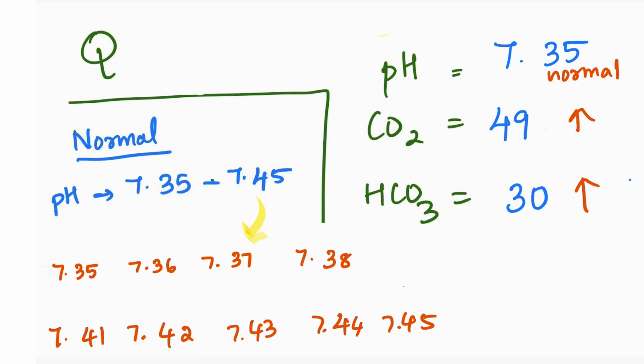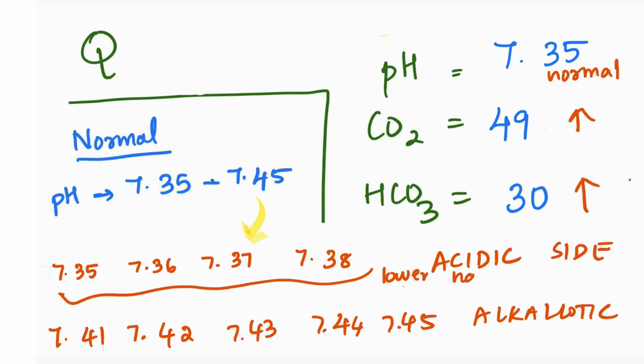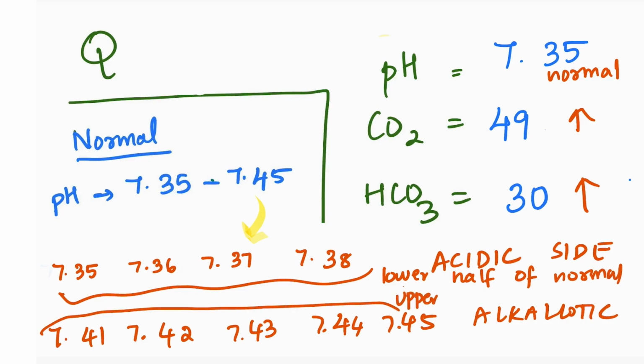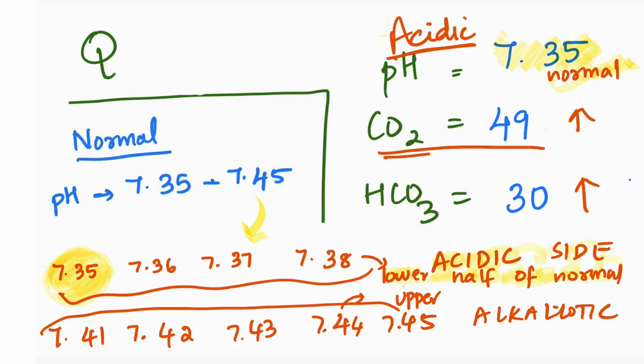That is basically the lower limit. Second is 7.41, 42, 43, 44, 45. That is the alkalotic side. So we are basically splitting the range into two: the acidic side and the alkalotic side, the lower half of the normal and the upper half of the normal. Now see where the pH is lying. 7.35 is in the lower half, that is the acidic side. So we can conclude that this is acidosis.